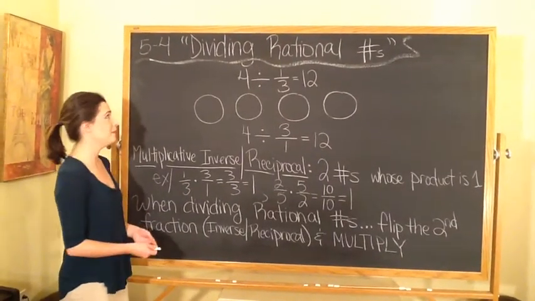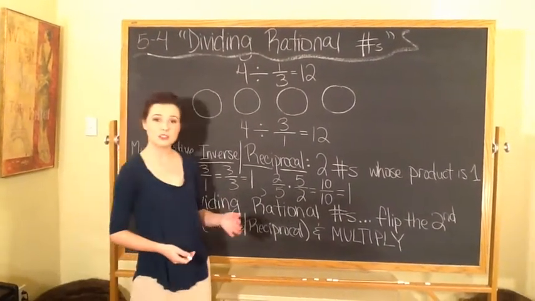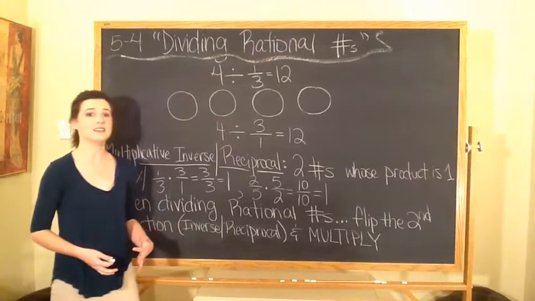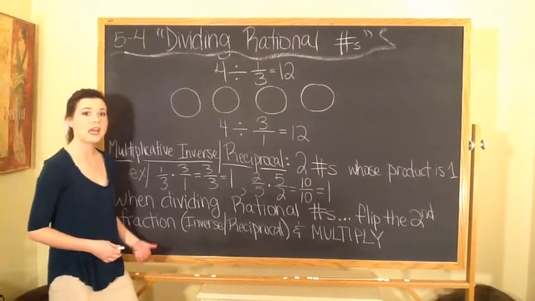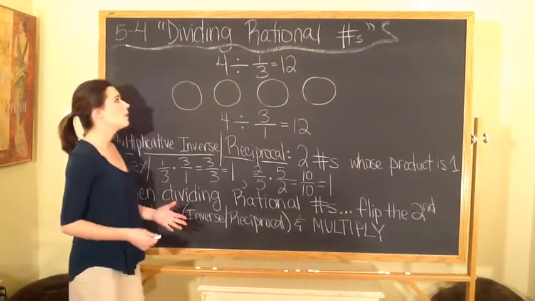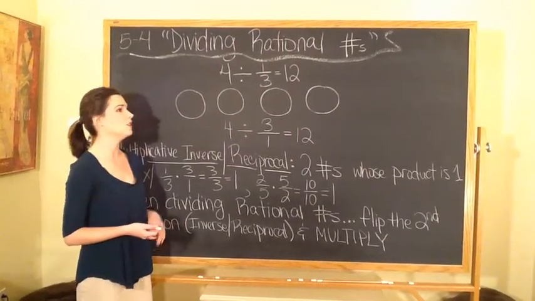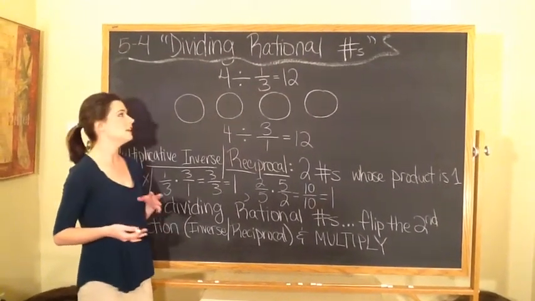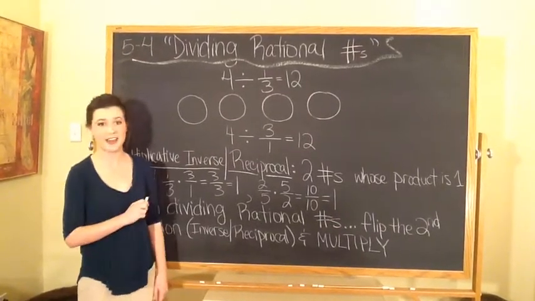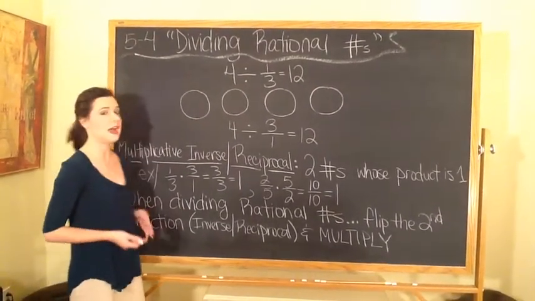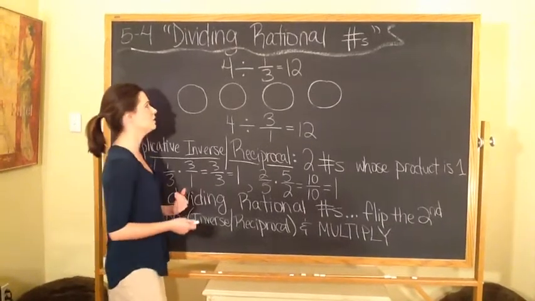Unit 4. Today we're going to be talking about dividing rational numbers. Last lesson we were multiplying rational numbers, and this time we're going to be dividing them. We're going to be dividing numbers like whole numbers that can be written as fractions. We're also going to be dividing fractions and mixed numbers and all kinds of things like that. So let's go ahead and look at how you divide rational numbers.